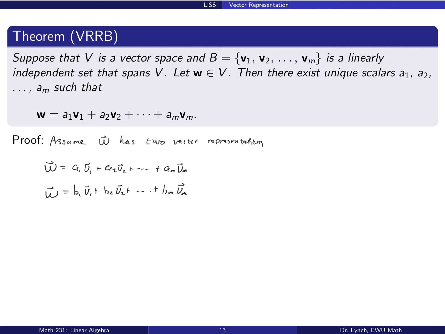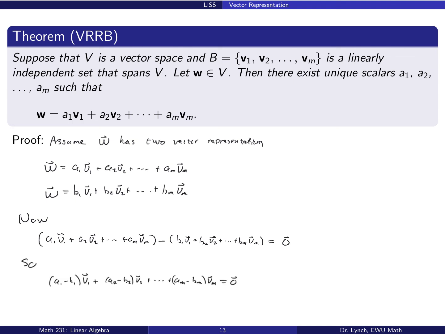Now, one thing we can do is think about the difference of those vector representations, which ought to be the zero vector. So here's that difference. The first representation of W minus the second representation of W ought to be the zero vector. Now I'm going to recollect these in terms of the V's instead. So here's that vector equation, which happens to be a relation of linear dependence on the set B. Now, since the V's are linearly independent, it must be that each coefficient is 0, therefore A1 is B1, A2 is B2, and so on and so forth.